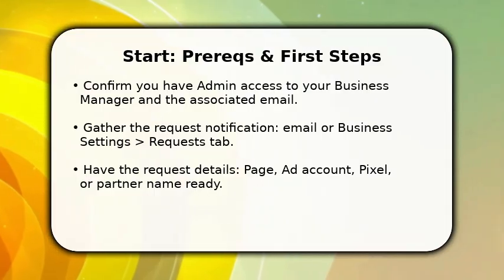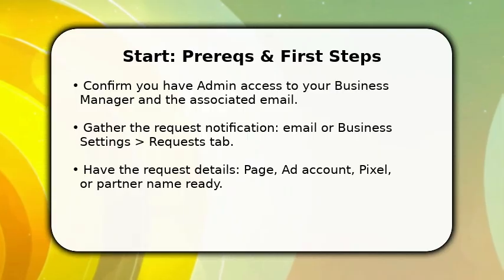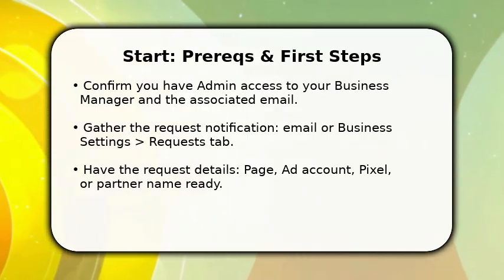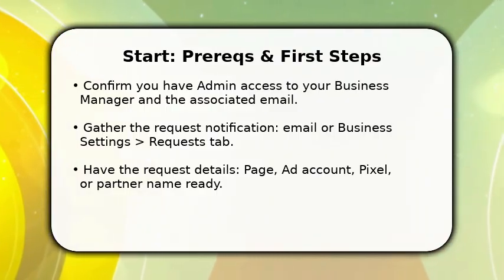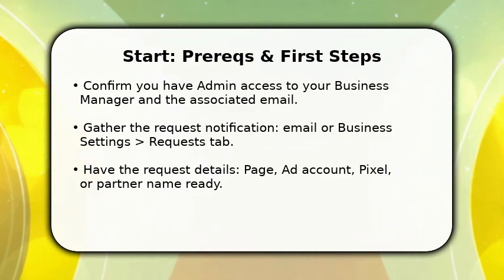Once you see the incoming request, inspect who sent it and which assets are requested. This prevents accidental permission grants. Make sure to note whether they ask for page, ad account, pixel, or partner access, because each needs different confirmation steps before you approve or decline.